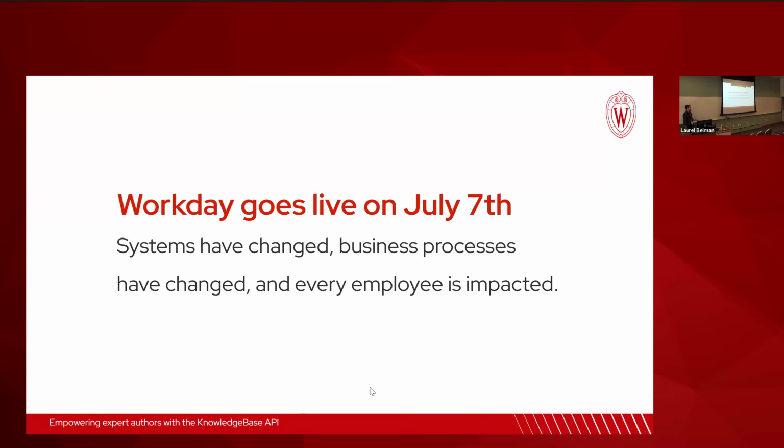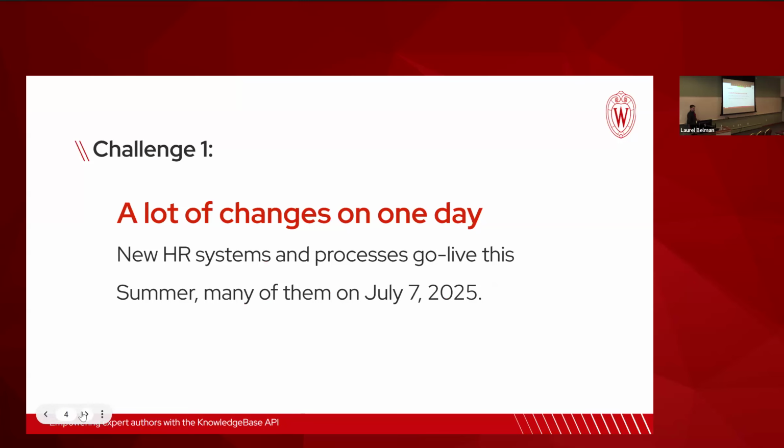So let's start with July 7th. Workday is going live on July 7th. The systems have changed, business processes have changed, and every employee is being impacted in some way. There were a lot of hurdles. First off, there's a lot of change on one day, one big go live day.